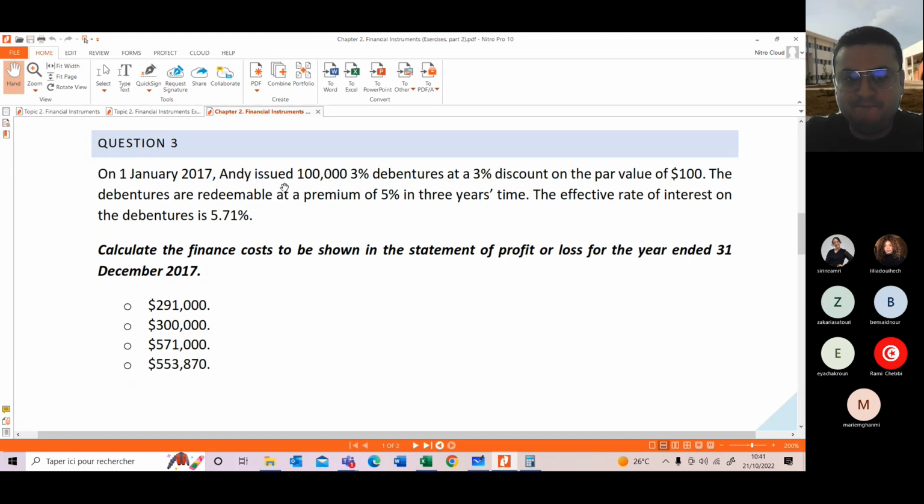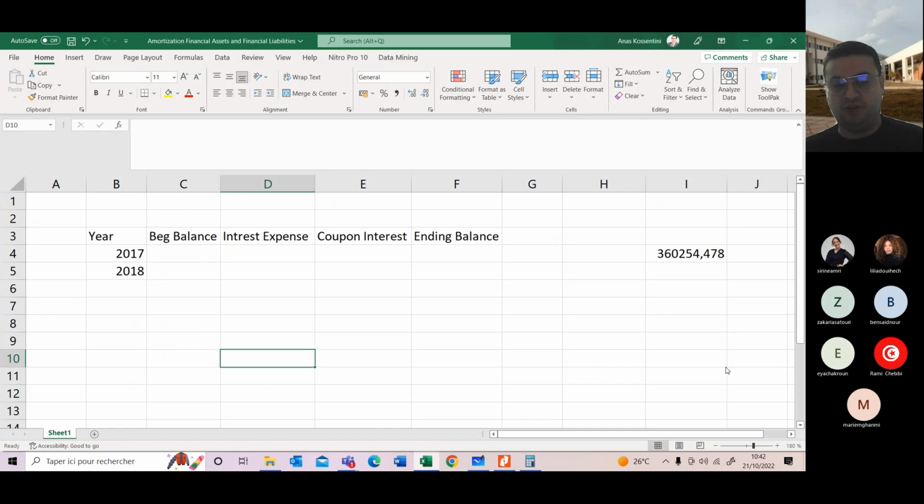Okay. So which perspective are we taking in this question? Are we taking the perspective of the issuer or the perspective of the investor? He's an issuer. Is the issuer perspective, so it's going to be the financial liability perspective, right? Yes. Nice. So calculate the finance cost to be shown in the statement of profit or loss. So we're going to use that table that you remember, right? The amortization table.